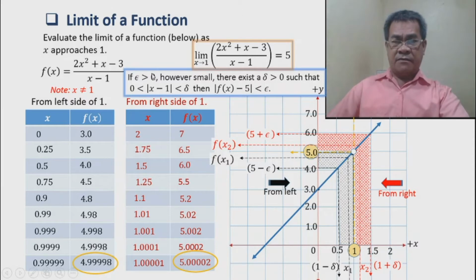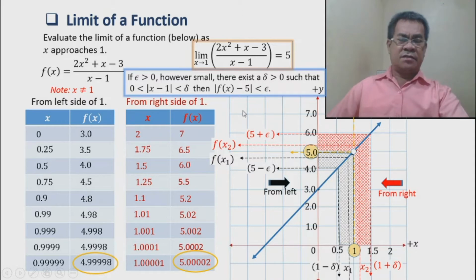That is, if epsilon is greater than 0, however small, so this must be a small number, then there exists a delta greater than 0 such that the absolute value of x minus 1 is greater than 0 but not more than delta. Then the absolute value of the function minus 5 must be less than epsilon.